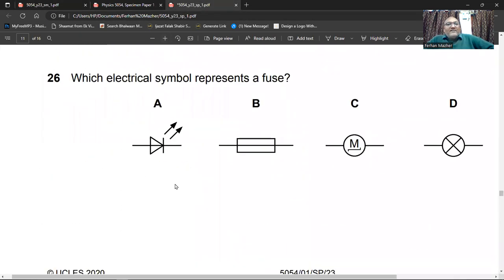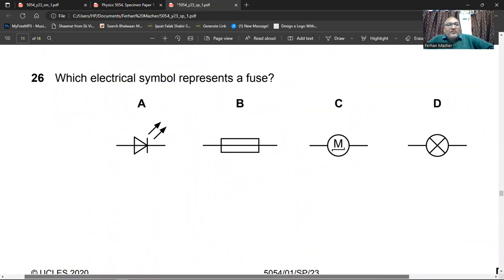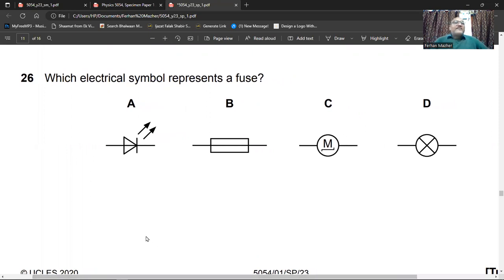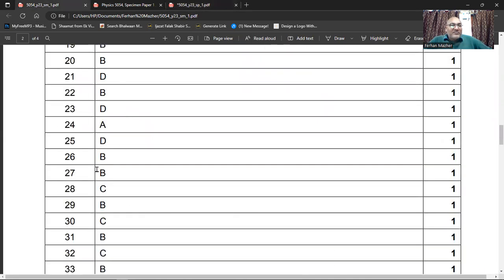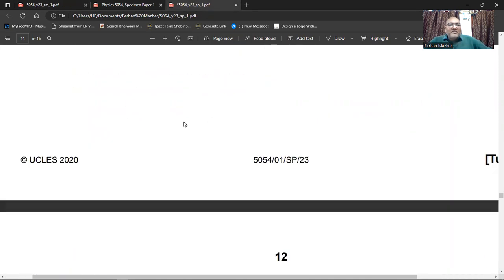Okay, now we have the next question. The next question is question number 26 showing up on your screen. Which electric symbol represents a fuse? You see, this is the symbol for the light emitting diode. This is the symbol for the motor. This is the symbol for the lamp. This is the symbol for the fuse. So I think B is the right choice. Question number 26, B is the right choice.